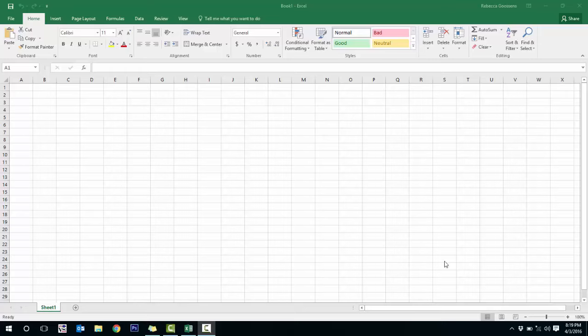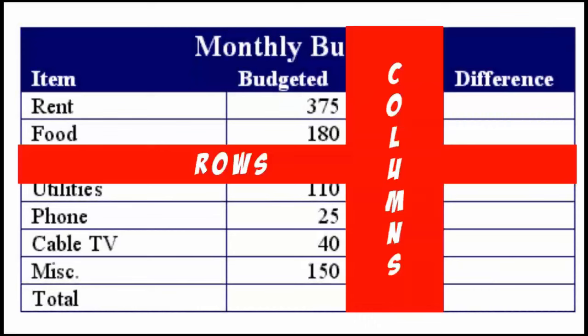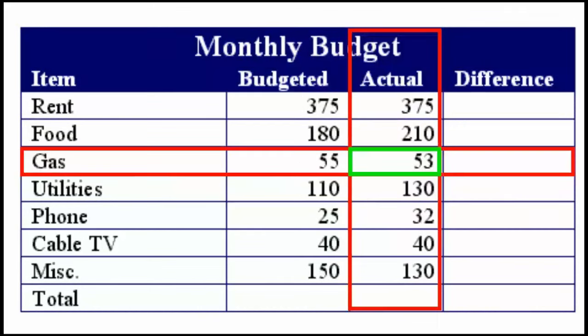So let's do a very quick, fast review of everything you need to know about tables. A table is made up of rows and columns, and in Word, we call the intersection of a row and column in a table a cell. So when we move on to Excel, that's where that terminology comes from. So the intersection of a row and a column is a cell.